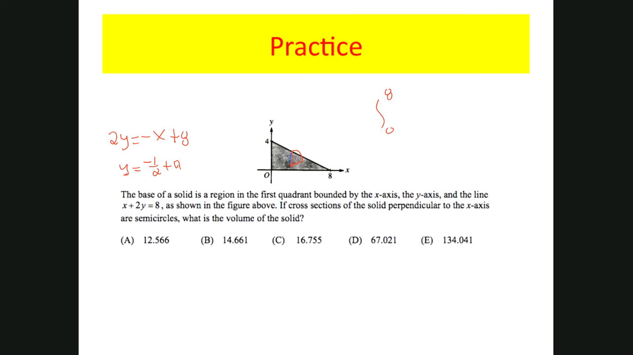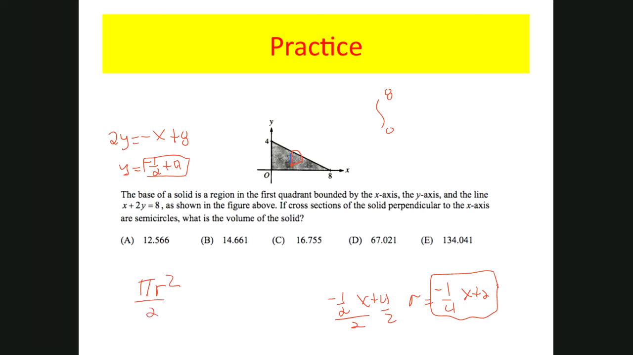If I want to find a semicircle, this is my diameter, isn't it? If I want to find my radius, I'm going to divide that in half. So I've got negative 1/2 x plus 4, and I'm going to divide each term by 2. So the radius is going to be negative 1/4 x plus 2, if I'm not mistaken. That's my radius. Semicircle is pi r squared divided by 2. So this is going to be negative 1/4 x plus 2 quantity squared times pi over 2.